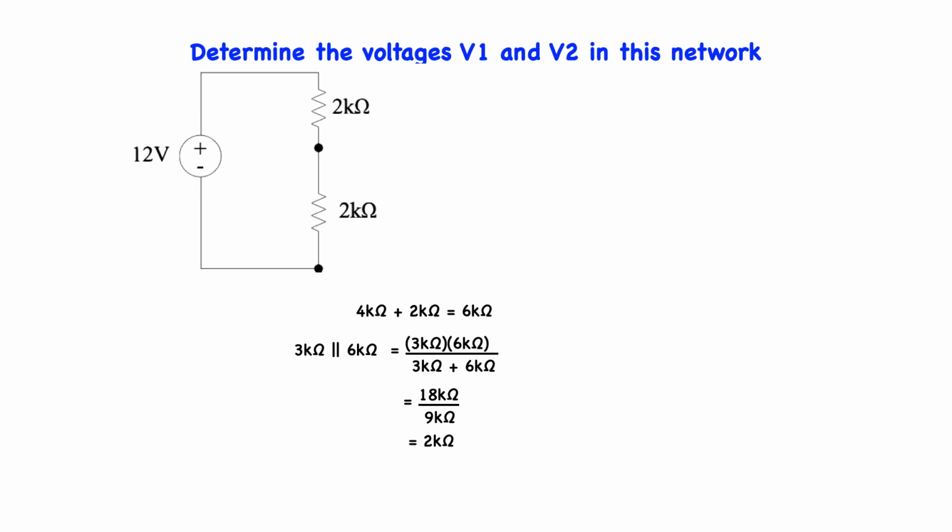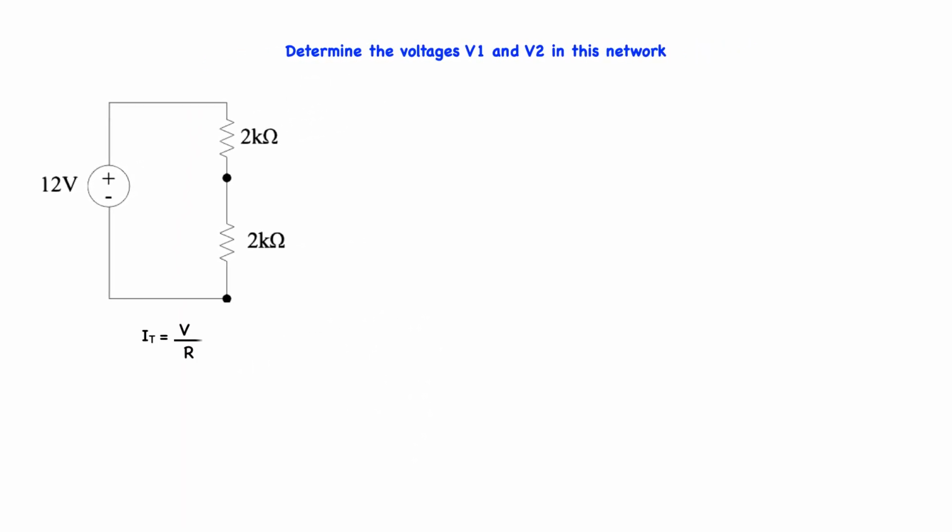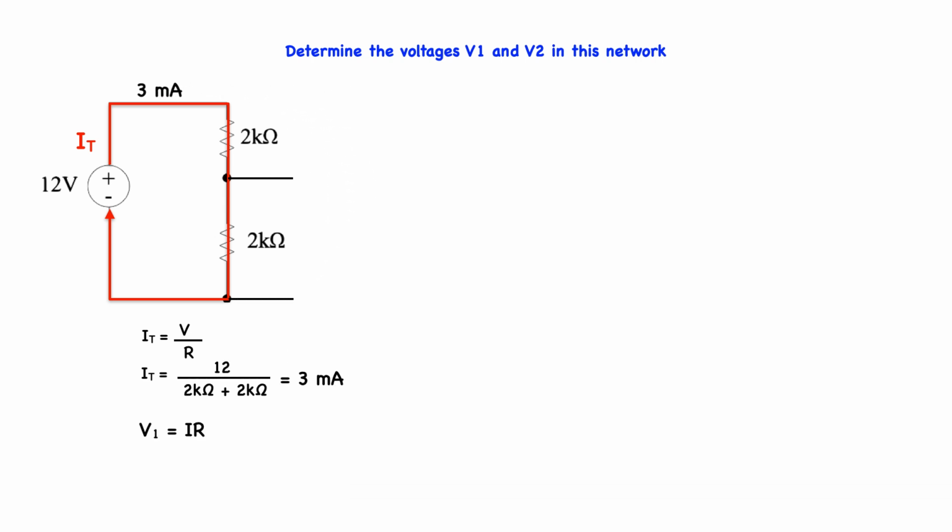Now, instead of using the voltage divider rule, we use Ohm's law to find the current that is flowing from the voltage source to the load. In order to do that, using Ohm's law, we calculate the current flowing from the 12-volt power supply. We know the voltage and the series resistance, so the current flowing from the 12-volt power supply is 3 milliamps.